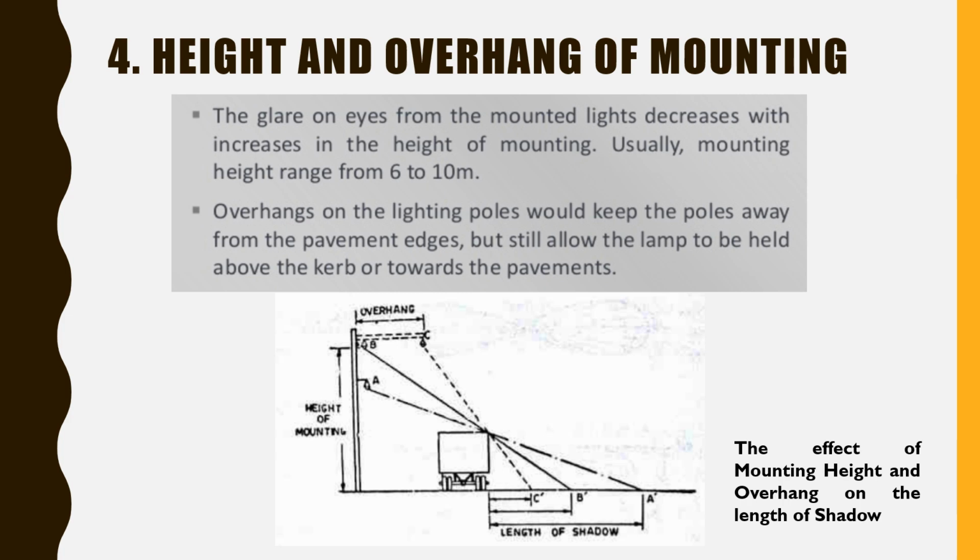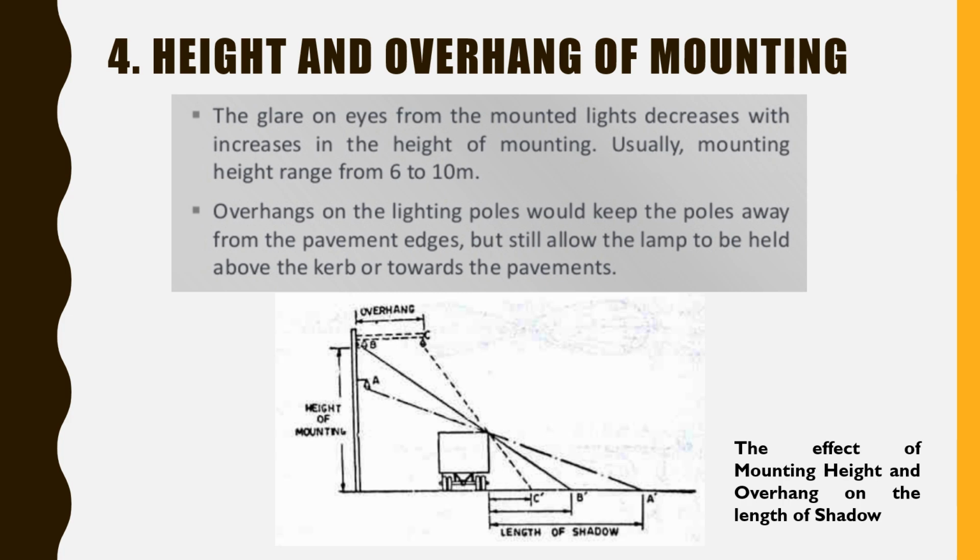Overhangs on the lighting poles: this is the overhang here, this is the light, and this is the overhang. This portion would keep the poles away from the pavement edges but still allow the lamp to be held above the curb or toward the pavements.